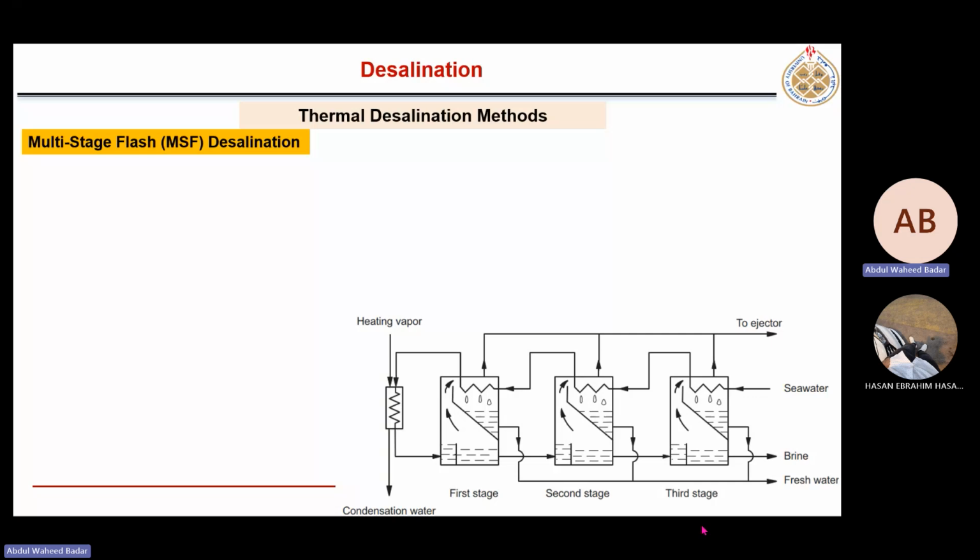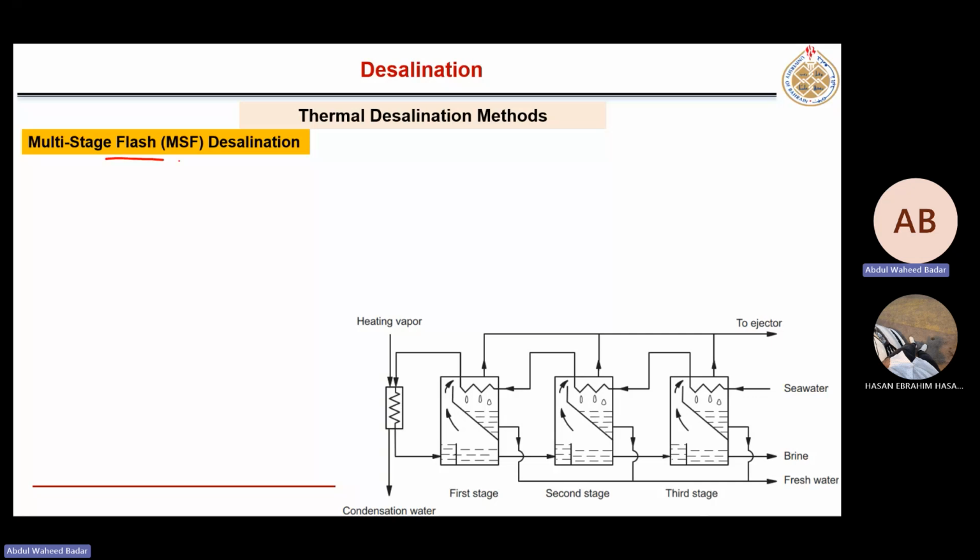So last time we started the last chapter, desalination. We went through the basics of desalination, and also we saw the first type of desalination, which was multi-effect desalination or distillation.